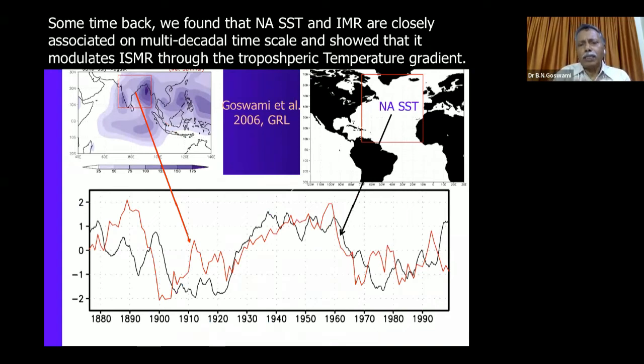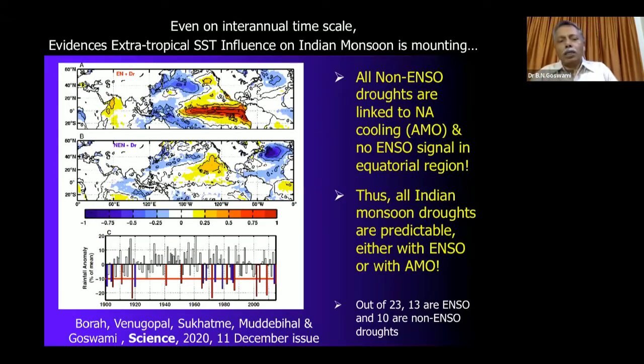So what we found some time back is that if we remove the internal variations and concentrate on the multi-decadal component, do a 7-year running mean of the SST time series, it seems to correlate quite well with the monsoon time series during this period. And then we proposed a preliminary mechanism through which they can influence each other. Based on that, we have now built up a better understanding of the process.